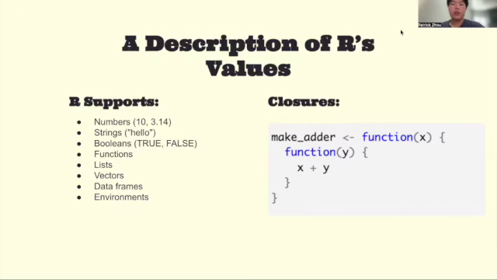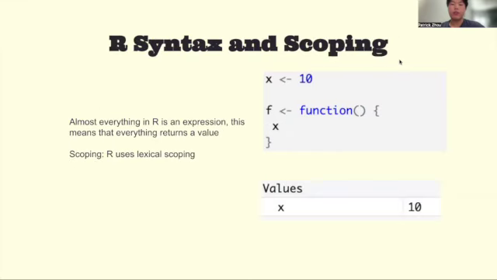A description of R's values. One thing we noticed while implementing the interpreter is that R supports a wide variety of values. It has numbers, strings, booleans, functions, lists, vectors, data frames, and environments. The most important feature for our interpreter was closures. In this example, the inner function remembers the value of x even after make adder has finished executing.